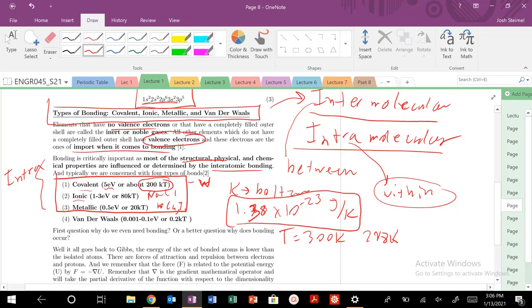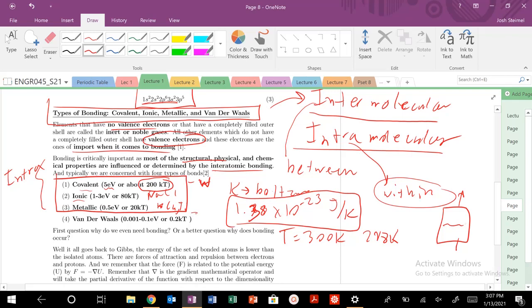So these bonds, the covalent, ionic, and metallic, are effectively permanent. You can't break them at room temperature. So you either have to break your sample and fracture it, or you have to melt it and heat it up, and then you could essentially destroy those bonds. So these are not reconfigurable. They are not going to reform or reconfigure at room temperature.